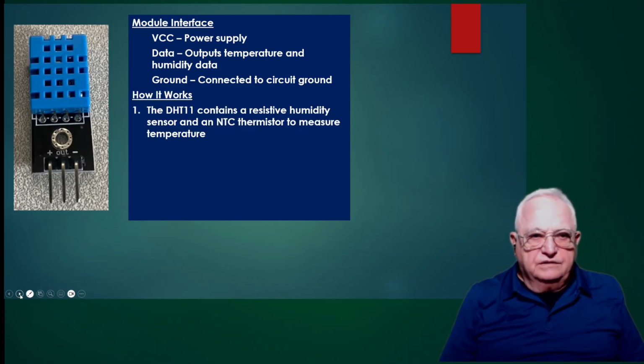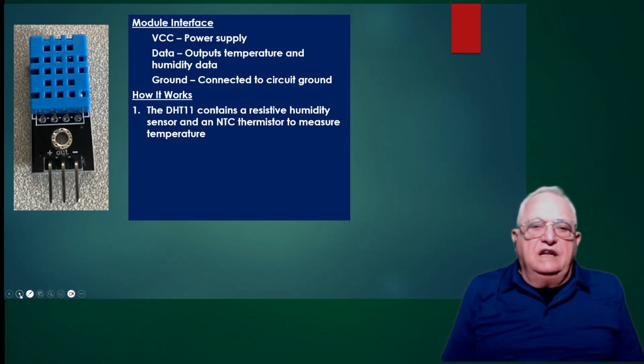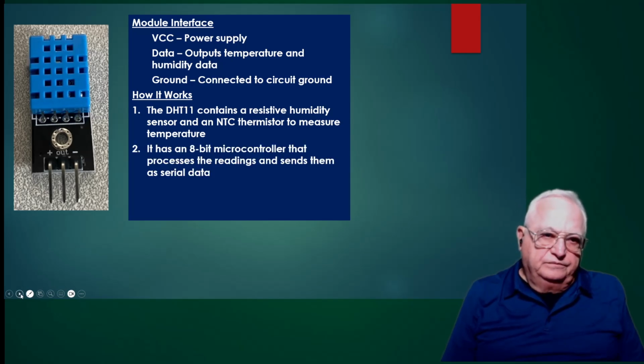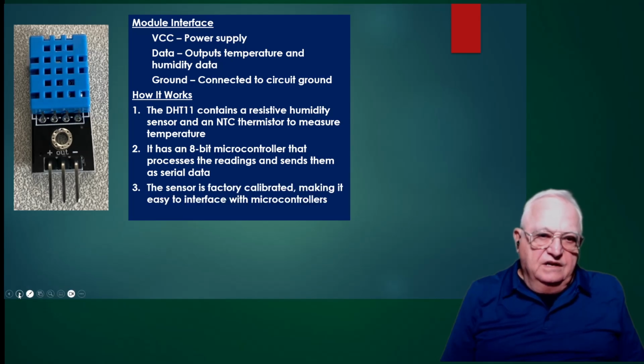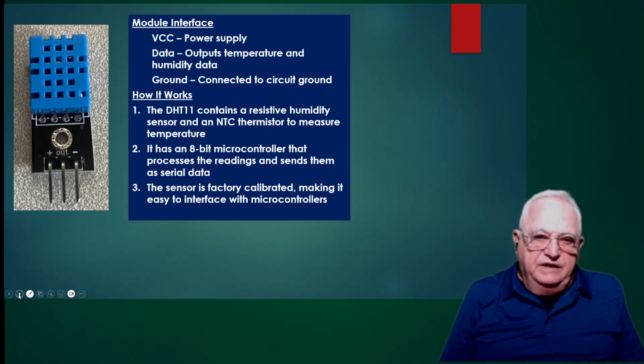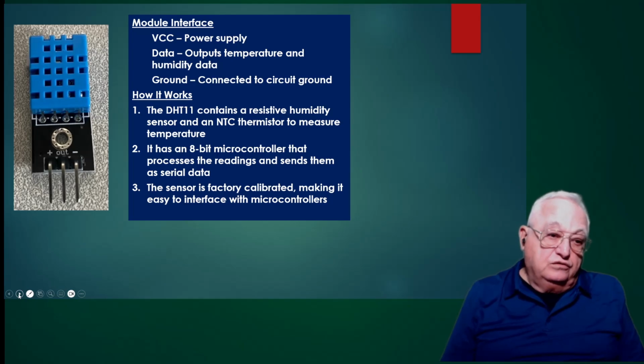So how it works. The DHT11 contains a resistive humidity sensor and an NTC thermistor to measure temperature. It has an 8-bit microcontroller that processes the readings and sends them out as serial data. The sensor is factory calibrated, making it easy to interface with our microcontroller.